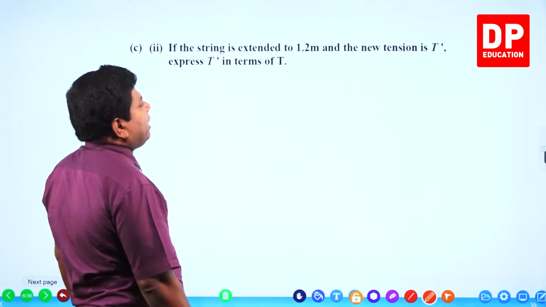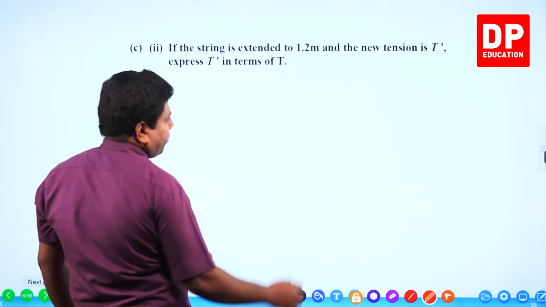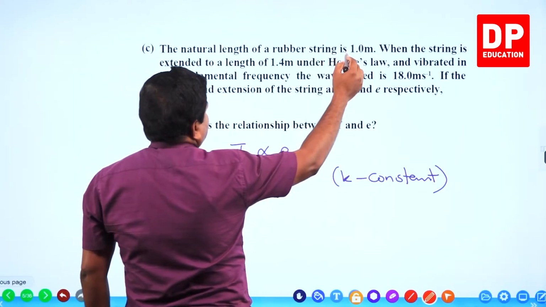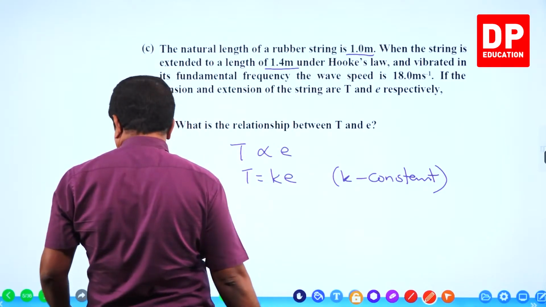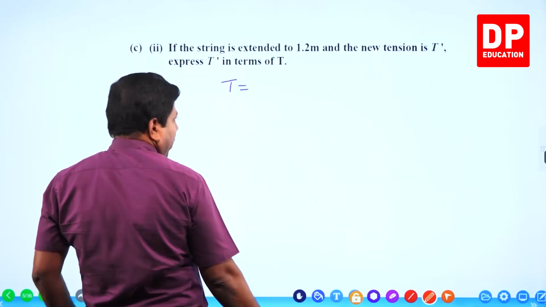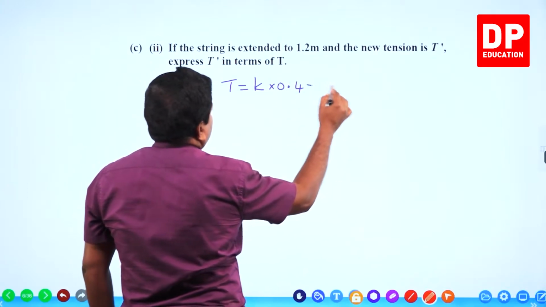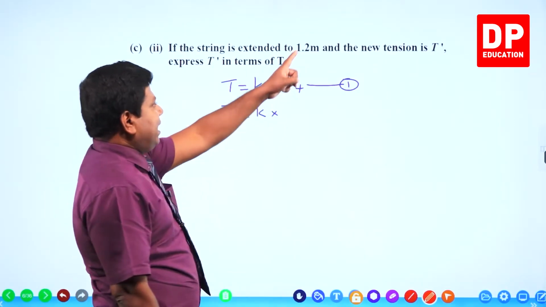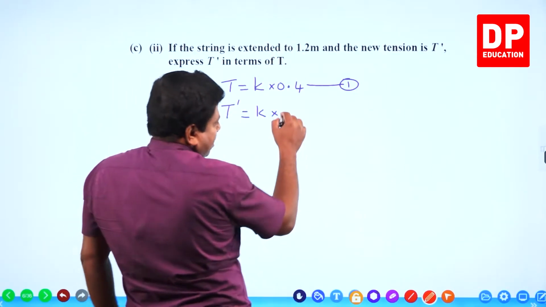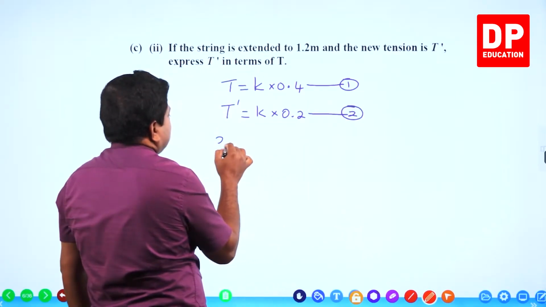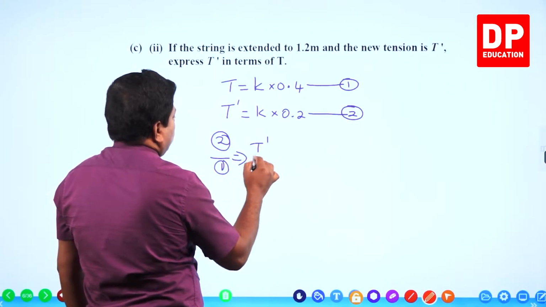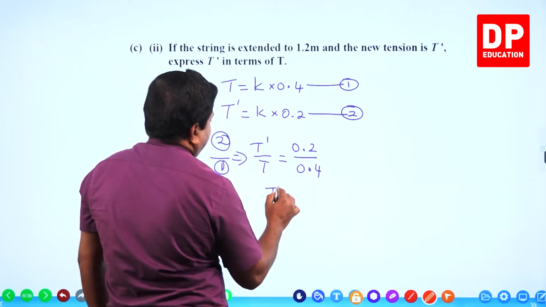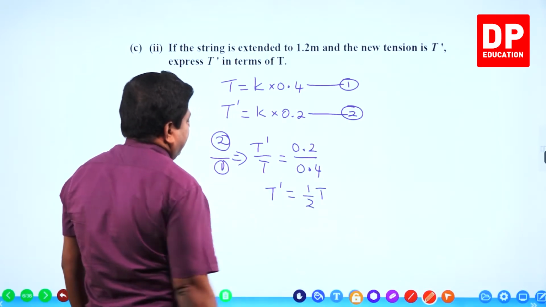If the string is extended to 1.2 meter and the new tension is T dash, express T dash in terms of T. So T is K into, the natural length is 1 meter. When it was extended to 1.4, it was T. So the extension is 0.4 meters, right? K into 0.4. T dash, K wouldn't change for a given string. Now you are extending it to 1.2 meter, means extension is only 0.2 meters. T dash over T is, when you divide it, K cancels, 0.2 over 0.4. So T dash will be half T.